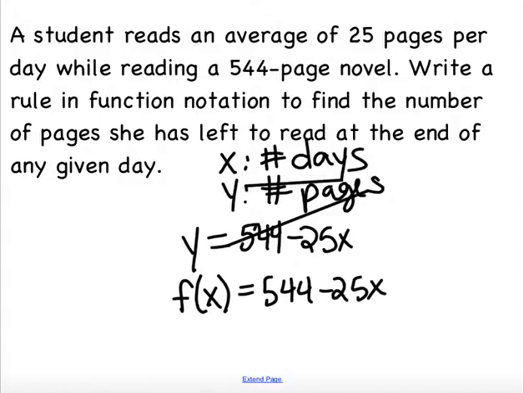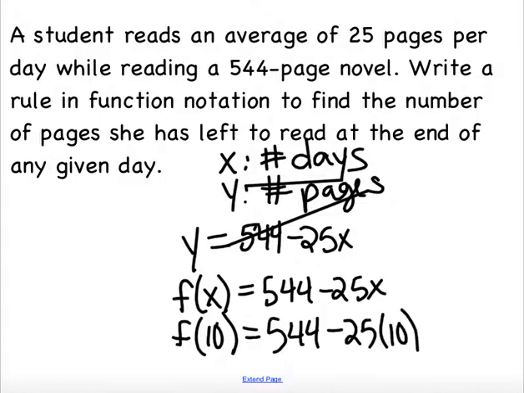So that we could say, all right, maybe she's read for 10 days. That would mean that we would have 544 minus 25 times 10. And we can just simplify and solve.